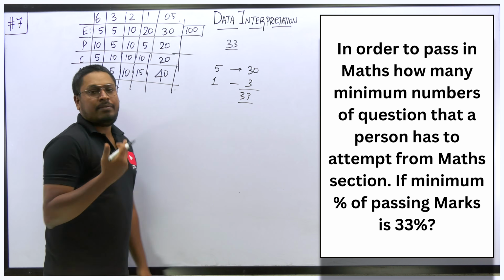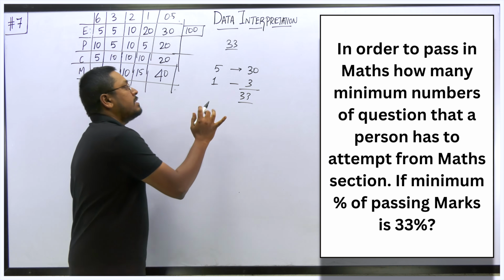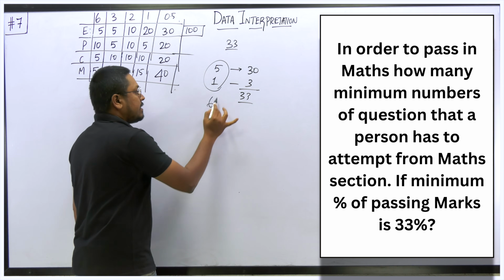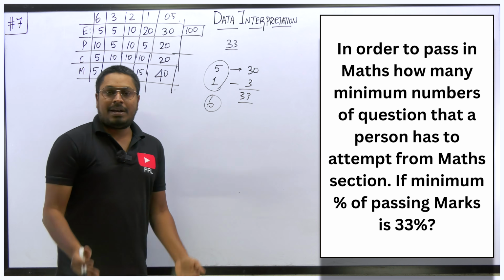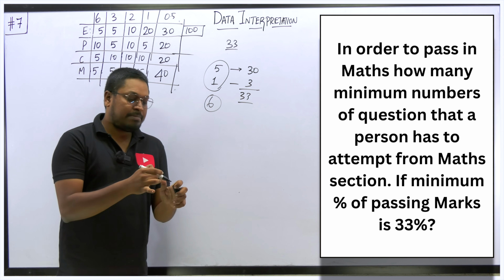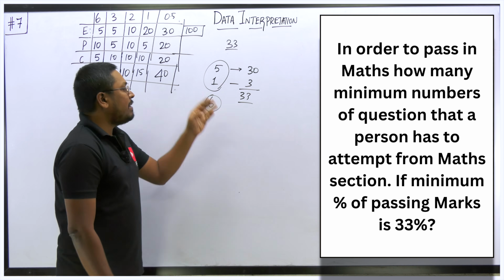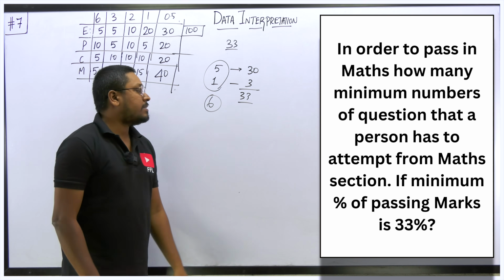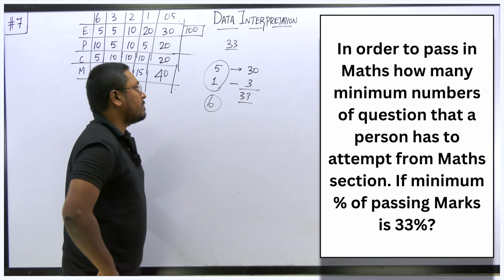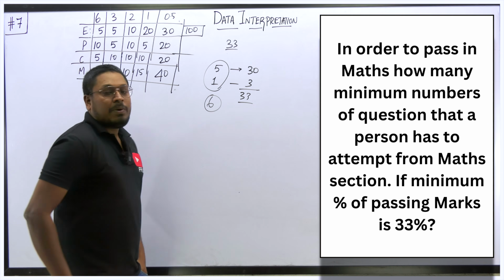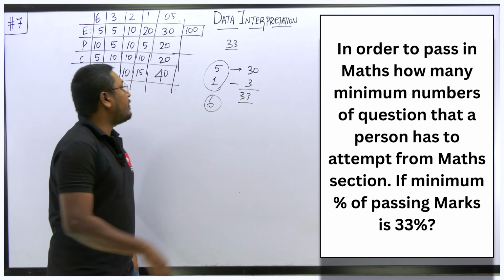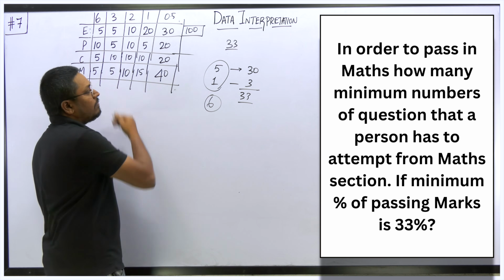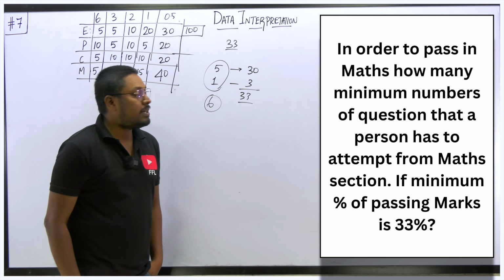So the minimum number of questions that he can attend to pass this mathematics exam is only 6. Yes or no, right? If he attends only 6 questions, then the minimum pass mark of 33 is reached. So he can easily clear the exam. So the answer for this question is 6. If we need the maximum number of questions to attend, then you have to calculate from this point. Only then will you find the maximum number of questions, right?